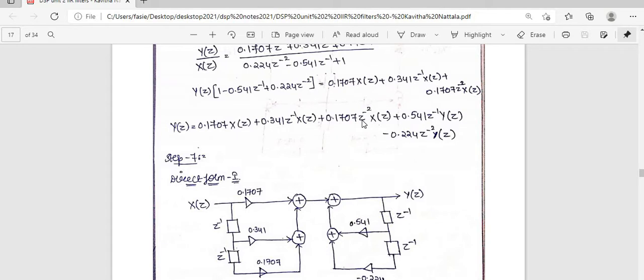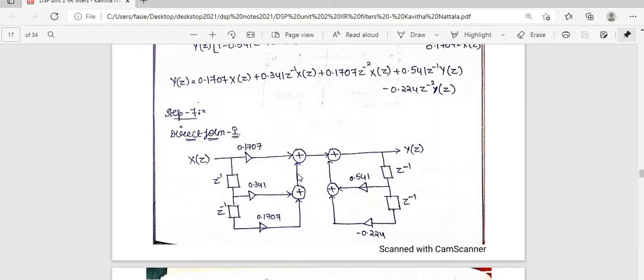The third term, what is there? Z power minus 2. How do we get z power minus 2? Here we had z power minus 1, and here we have one more z power minus 1. If you multiply these two, it is z power minus 1 into z power minus 1, which becomes z power minus 2. Clear? So that is why z power minus 1 is written separately, because we already have it, so we write it only once. This multiplies with this to become z power minus 2. The multiplying coefficient is 0.1707, so we kept it as it is. Then we multiply that term with x of z, and adding these, we completed the x of z part. Similarly, for y of z, how do we write?